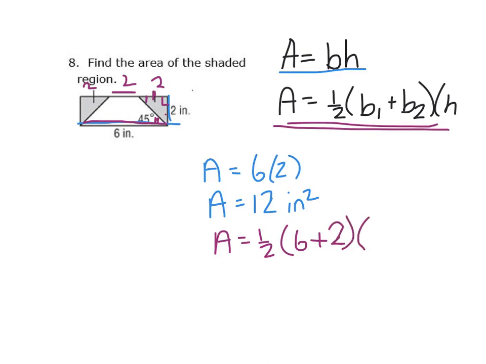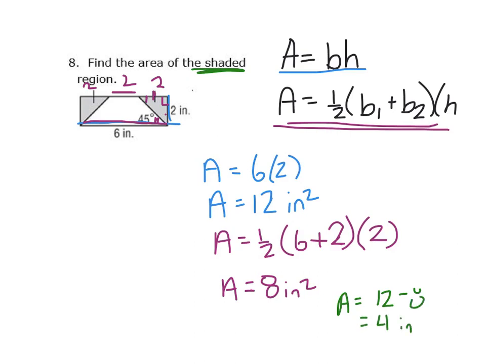And then we're going to multiply by the height of the trapezoid, which is also 2. And we get our area is going to equal 6 plus 2 is 8. Half of 8 is 4. And then 4 times 2 puts us back at 8 inches squared. Now we want just the shaded part. So the area of the shaded part is going to be the 12 minus 8, which comes out to 4 inches squared.